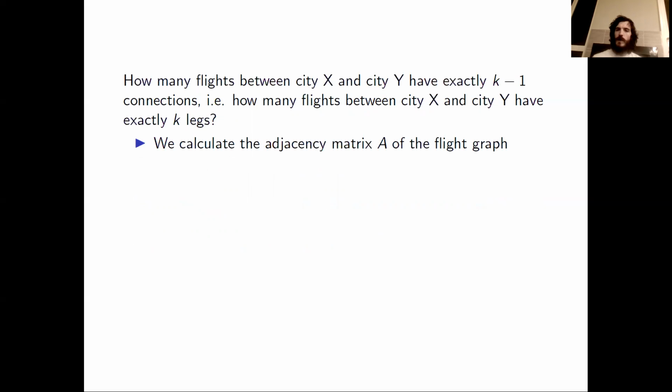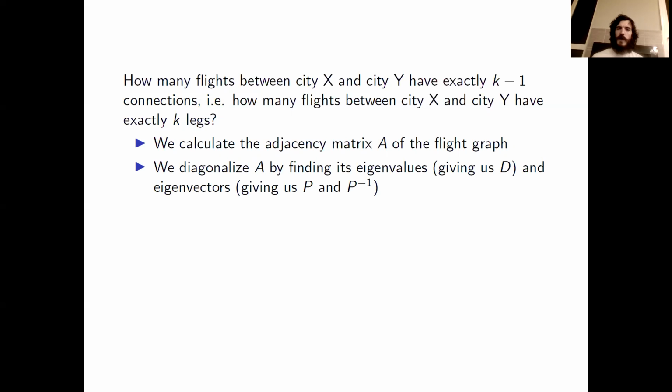So first thing, we can calculate the adjacency matrix of the given flight graph, and that's our matrix A. Then we want to diagonalize that matrix. So we calculate its eigenvalues. The eigenvalues give us the diagonal matrix D, and then we calculate the eigenvectors. The eigenvectors give us the matrices P and P inverse. Then we want to calculate A to the K, so we can just calculate P times D to the K times P inverse.